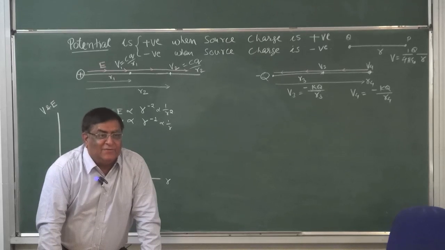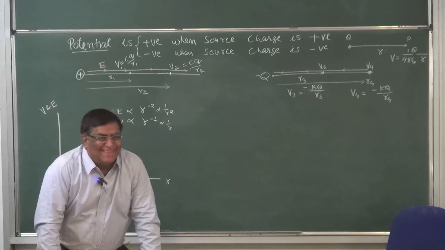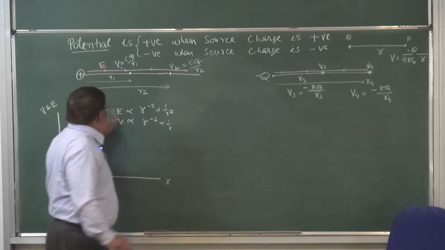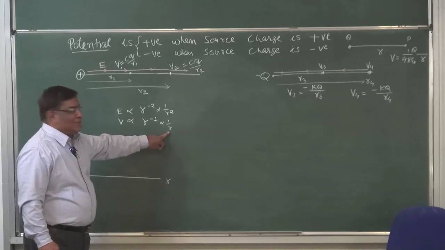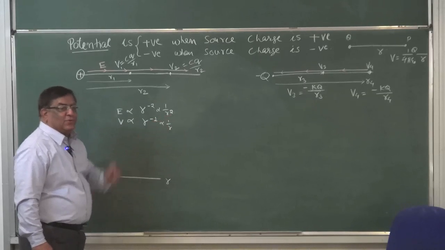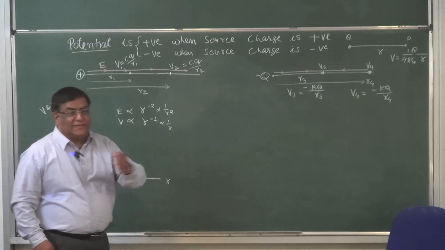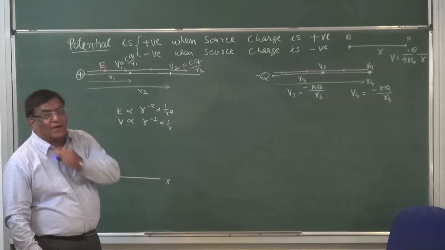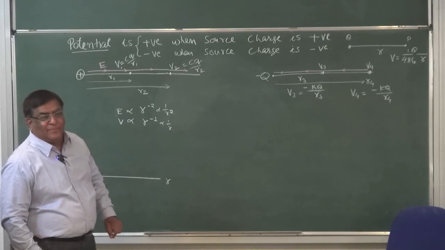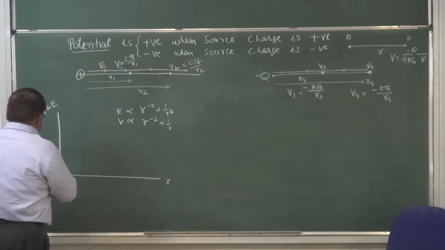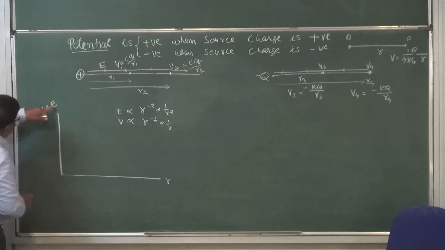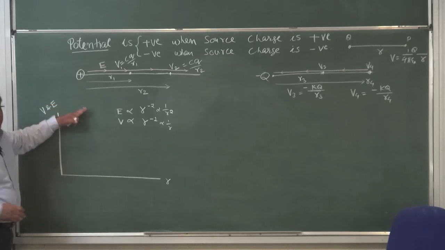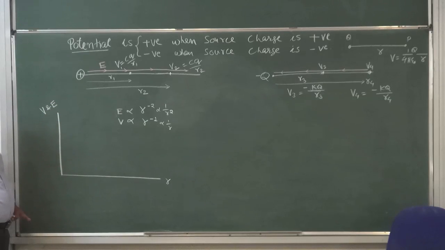E is depleting faster. Okay, we are talking about E and V. So V depletes as r to the power 1, E as r to the power 2. So E depletes faster with the distance. If we make a graph of E and V, how will the graph appear? For E the dip will be more. E will decrease more, V will decrease less.